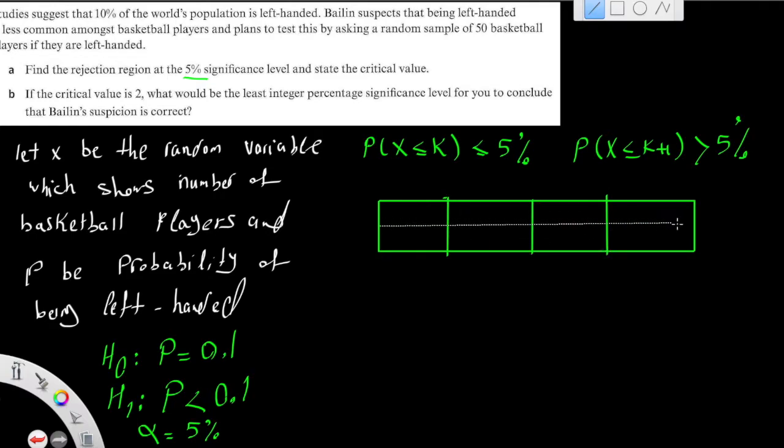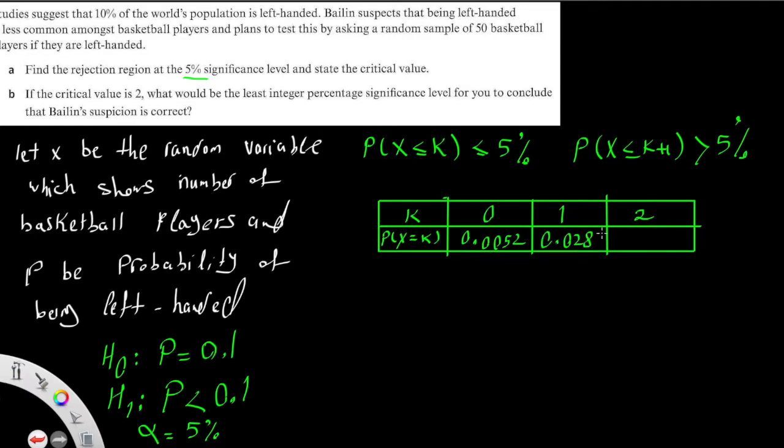Now, here k and probability of x is equal to k. Now, it is 0, 1, or 2 here, we check. 0.0052, probability of x is equal to 1 will be equal to 0.0286, and x is equal to 2 will be 0.0779.